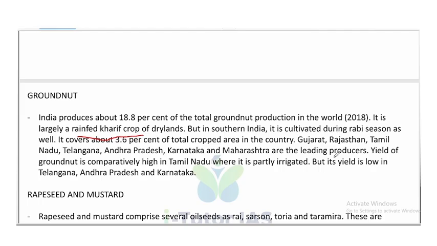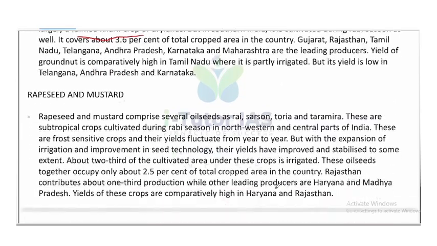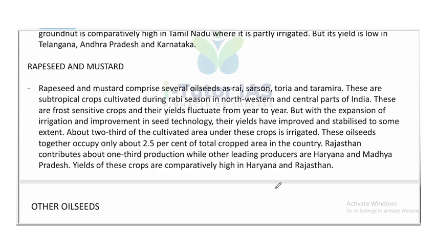Now, rapeseed and mustard. Rapeseed and mustard comprise several oilseeds such as rai, sarson, toria and taramira. These are subtropical crops cultivated during rabi season in northwestern and central parts of India. So they are rai, sarson, toria and taramira. These are frost-sensitive crops and their yield fluctuates from year to year.